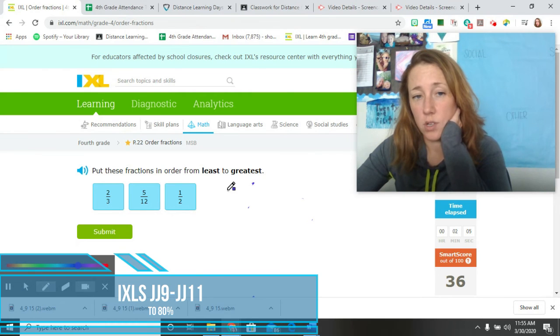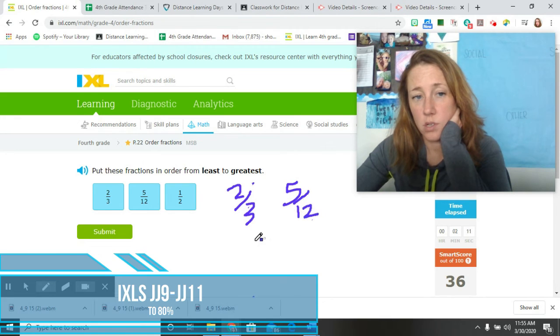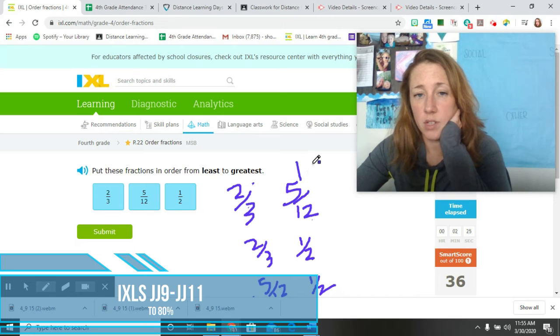Same thing for this one. So I'm going to take 2/3, compare it to 5/12. I'm going to take 2/3, compare it to 1/2. And 5/12 and compare it to 1/2. So 3 times 5 is 15. 12 times 2 is 24. 3 times 1 is 3. 2 times 2 is 4. 12 times 1 is 12. 2 times 5 is 10. I'm going to go back and circle them at the end.